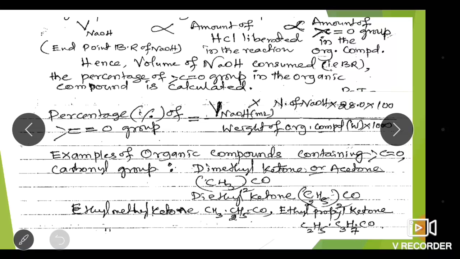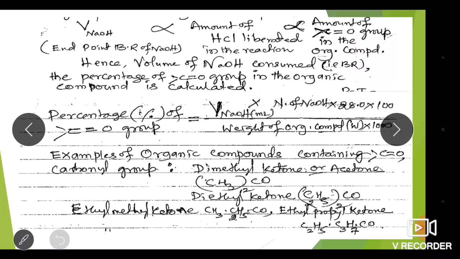By using this we can determine the percentage of carbonyl group present in the given organic compound by means of the formula: percentage of carbonyl group equals volume of NaOH in ml into normality of NaOH into 28, that is the molecular weight of the carbonyl group, into 100, divided by weight of organic compound into 1000.